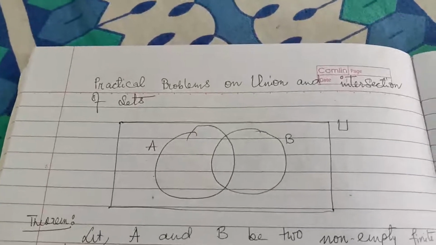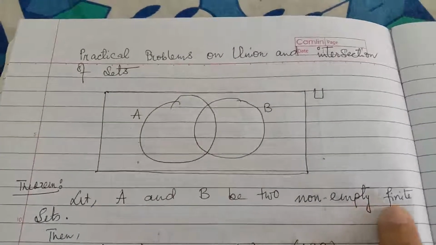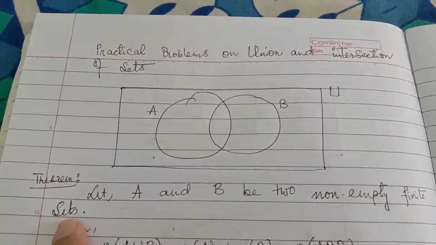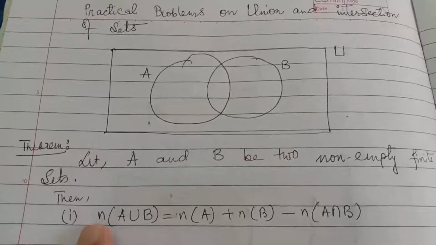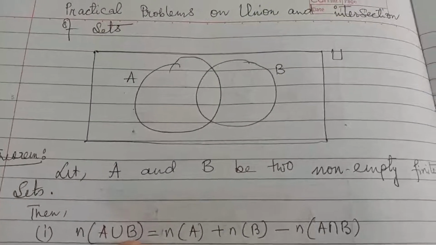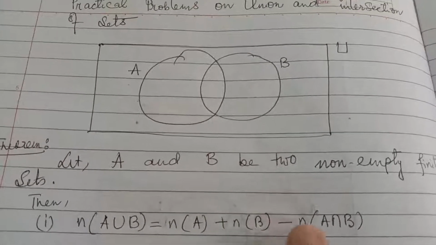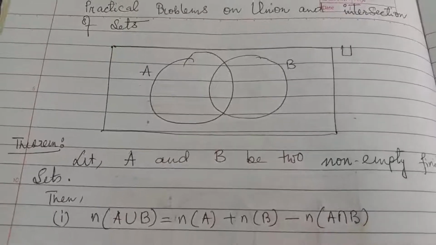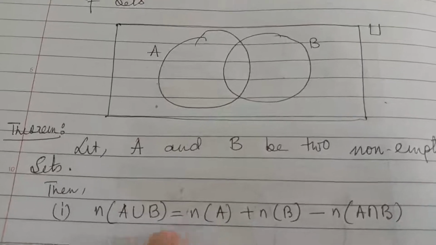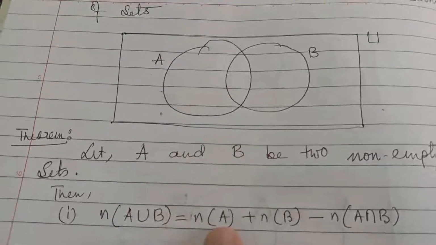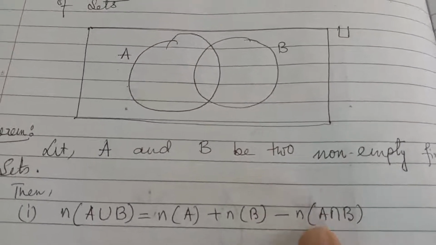First, let us start with a theorem. Let A and B be two non-empty finite sets. Then n(A union B), where n means number of elements in the set, is equal to n(A) plus n(B) minus n(A intersection B). Number of elements in A union B is equal to number of elements in A, plus number of elements in B, minus number of elements in A intersection B.